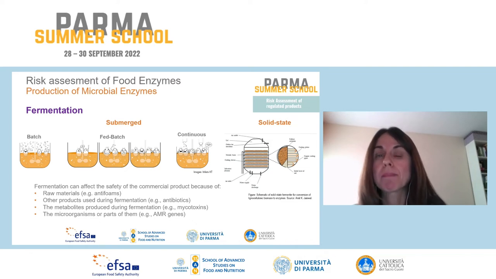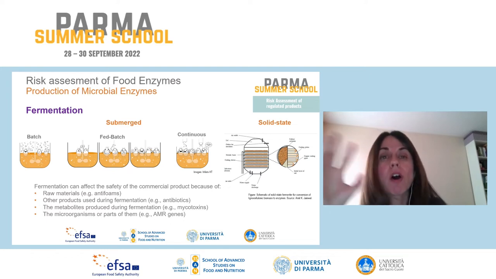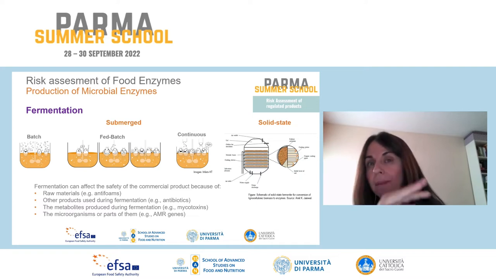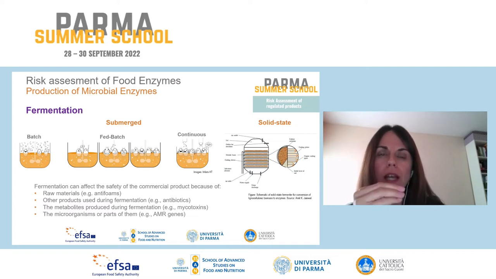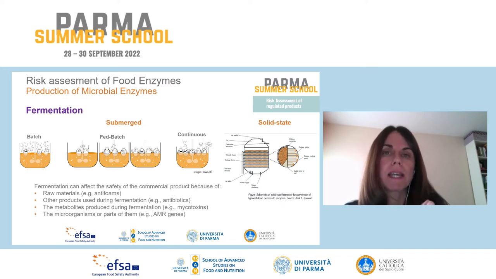Also, it can be affected by potential metabolites produced during fermentation, for example, mycotoxins, which are compounds of known toxicity, or even it can be affected by the production microorganism itself or part of the production microorganism, like antimicrobial resistance genes. So we can say that all these fermentation elements can end up in the food enzymes, and that's why it's so important to have detailed information on the raw materials used and a detailed description of the fermentation process, because this will allow us to identify the hazards derived from this step of the manufacturing of the enzyme.